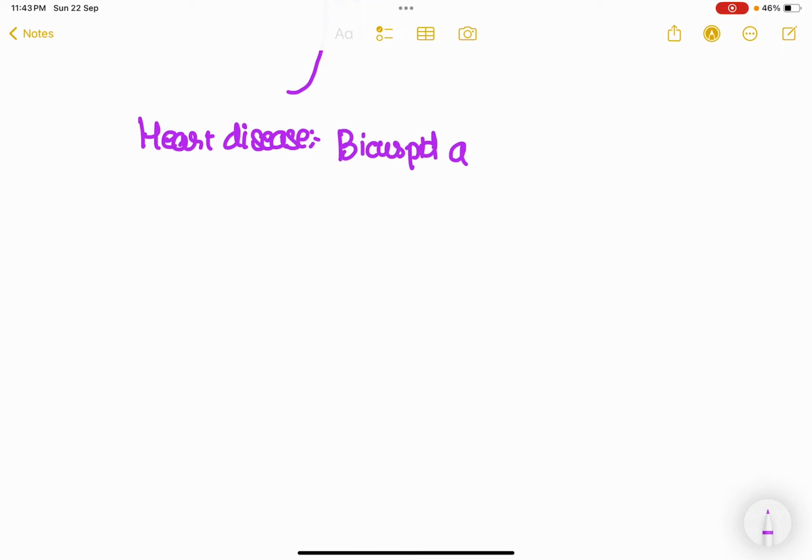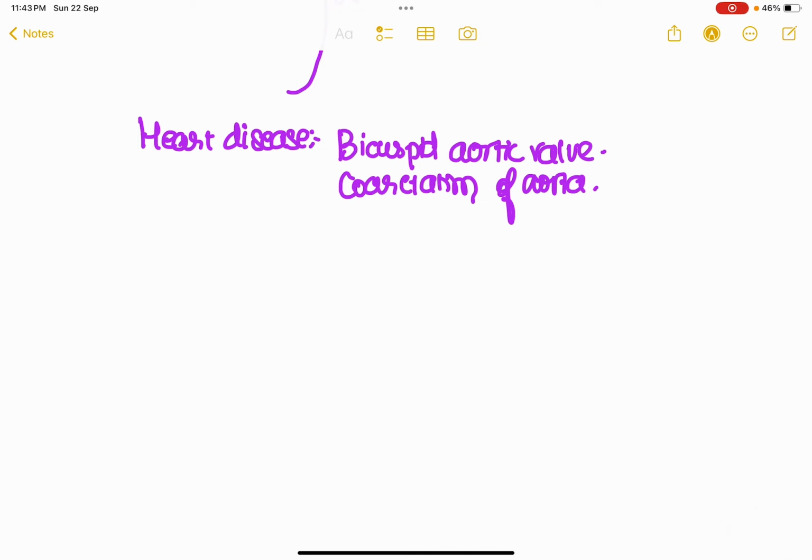Bicuspid aortic valve. The heart diseases will be bicuspid aortic valve and coarctation of the aorta. So both problems are related to the aorta, but there will be coarctation of the aorta or the bicuspid aortic valve. These are the heart diseases in any patient with Turner syndrome. So these are the important features of Turner syndrome, right?